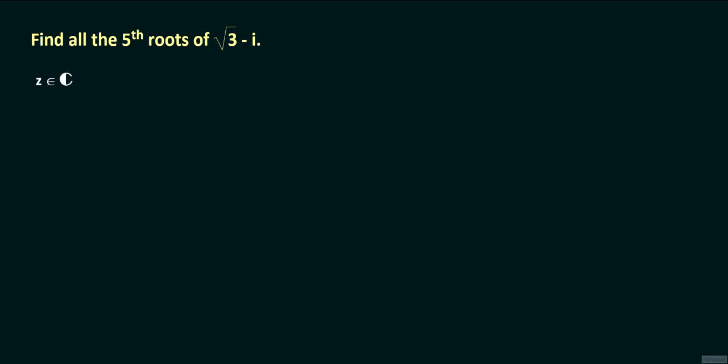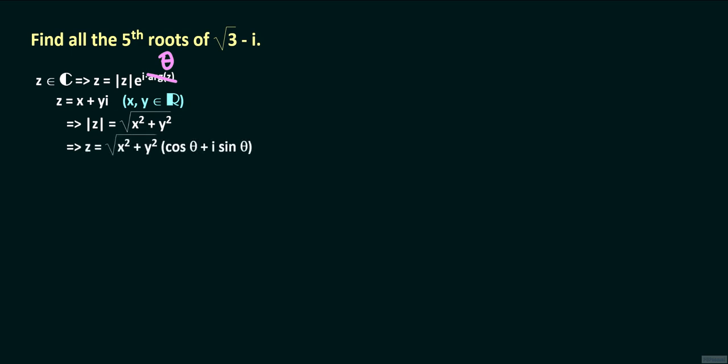If z is a complex number, then z equals its absolute value times e raised to the power i times an argument of z. If z equals x plus y times i, where x and y are real numbers, then the absolute value of z equals the square root of x squared plus y squared. If an argument of z is theta, then z equals the square root of x squared plus y squared times the quantity cosine theta plus i times sine theta.